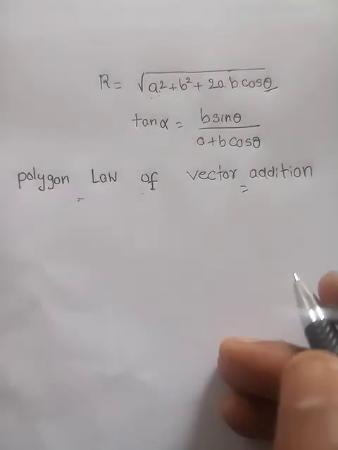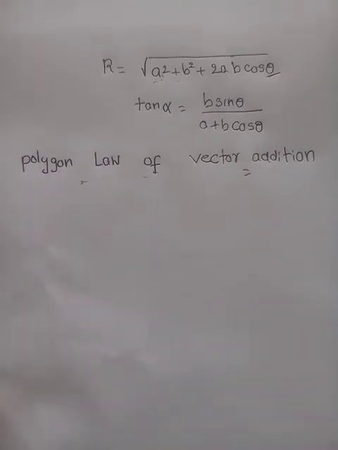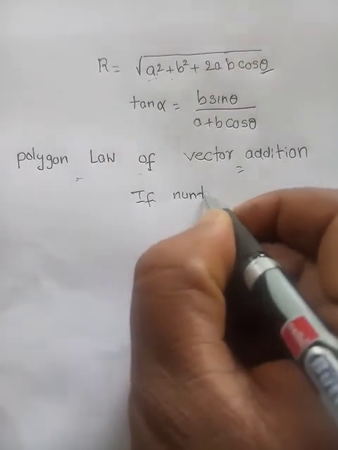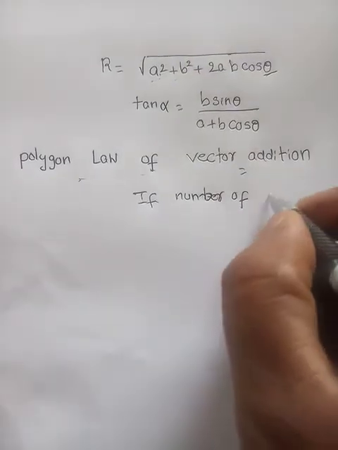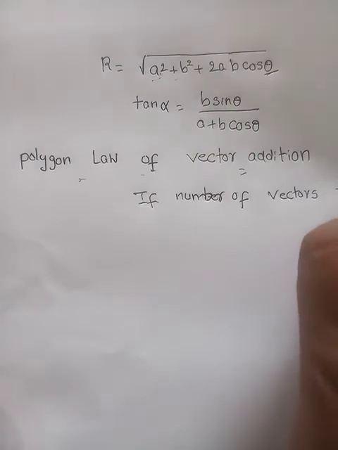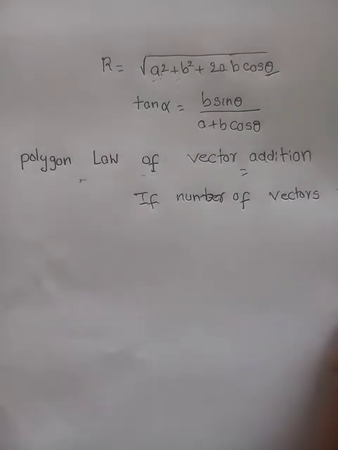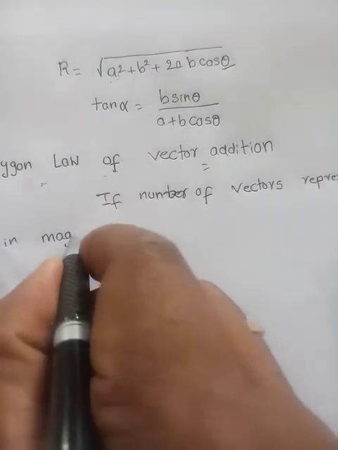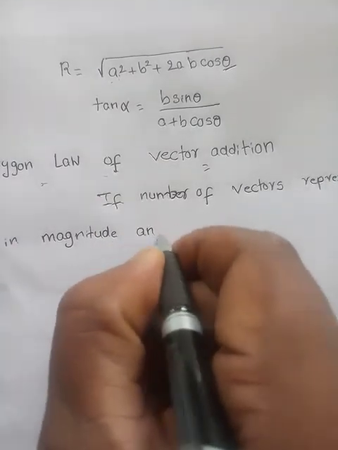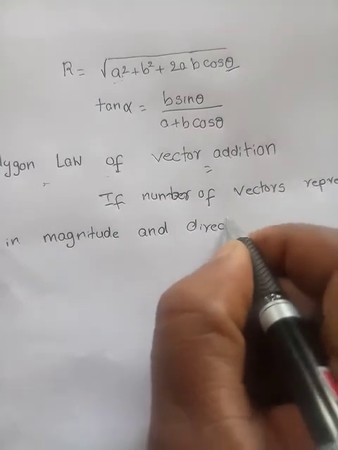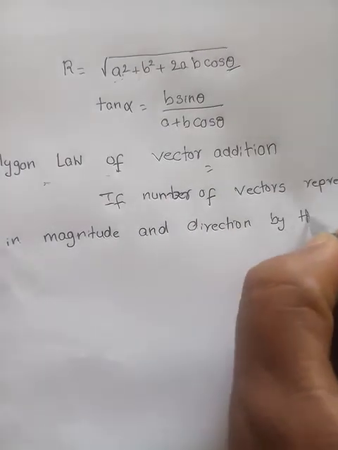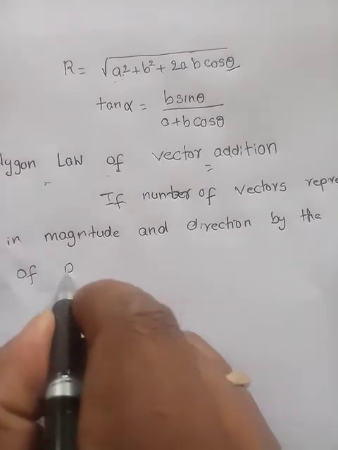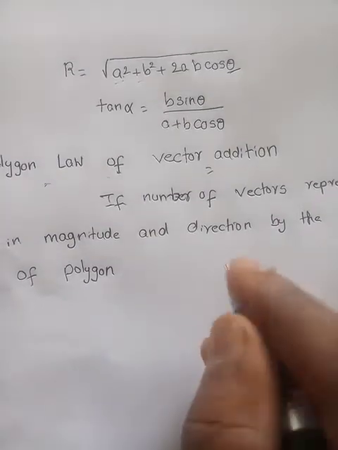So I will repeat the statement. If a number of vectors are represented in magnitude and direction by the sides of a polygon, then they should be arranged in some regular order.